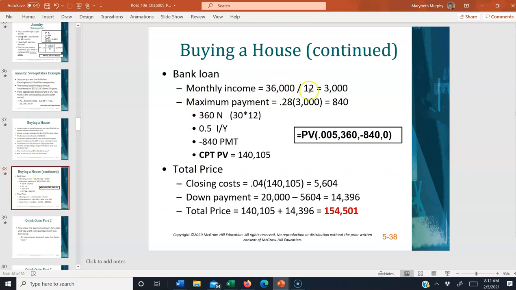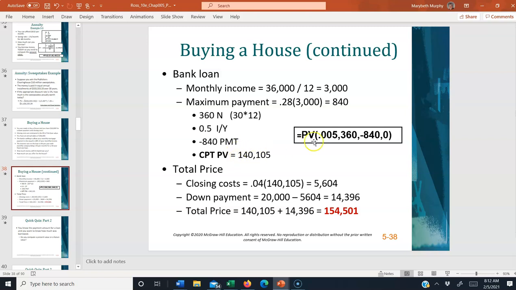Monthly income is $36,000 divided by 12, which is $3,000 a month. The bank will loan us an amount where the payment equals 28% of that income. So 0.28 times 3,000 is $840. So the most the bank will allow as a payment is $840.